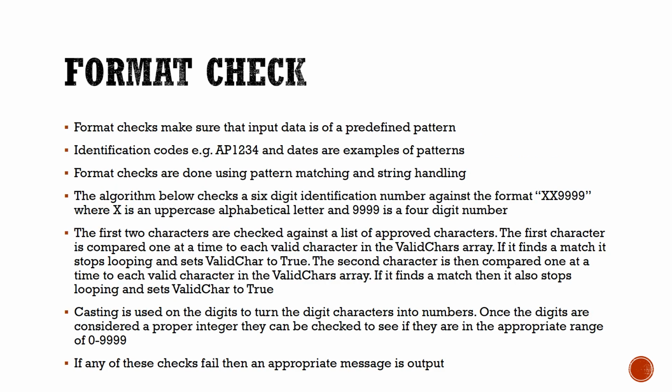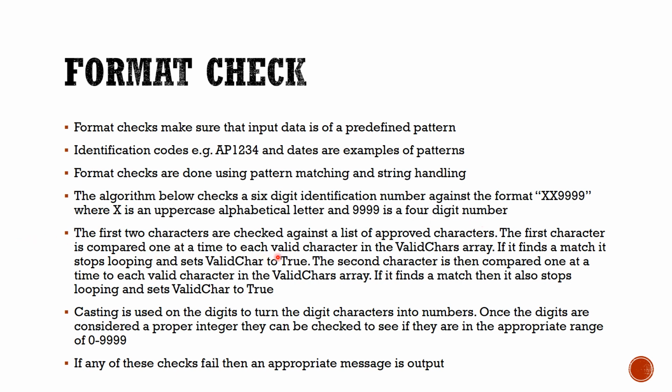Format check. Format check makes sure that input data is of a predefined pattern, like an identification code. Format checks are done using pattern matching and string handling. The algorithm below shows a 6-digit identification number checked against the format XX 9999, where X is an uppercase alphabet letter and 9999 is a 4-digit number.